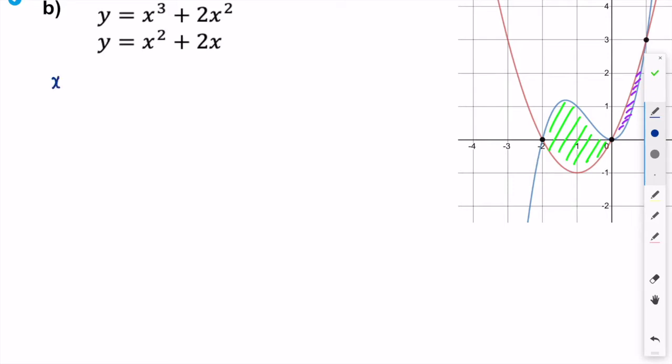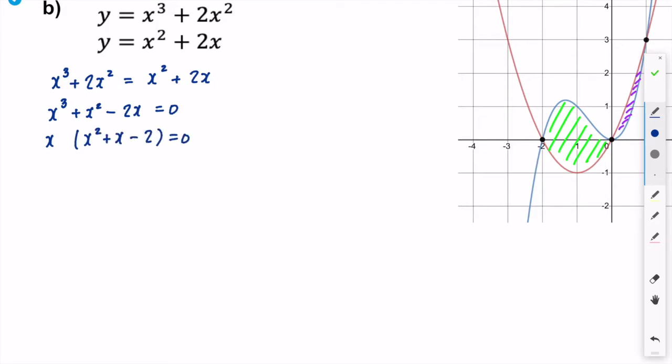Now, let's confirm the points of intersection by setting the two functions equal to each other. So x cubed plus x squared minus 2x equals 0. I have x times (x squared plus x minus 2). This factors into x times (x plus 2) times (x minus 1) equals 0. So indeed, my cutoff points are as follows.